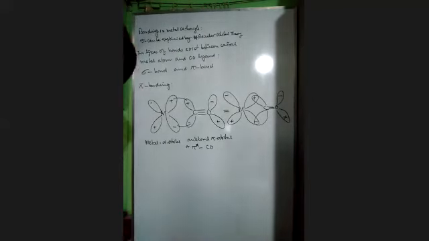That is, sigma bond stabilizes pi bond, and pi bond stabilizes this sigma bond. So these are called synergic bonding. So in metal carbonyl, you will get synergic bonding.